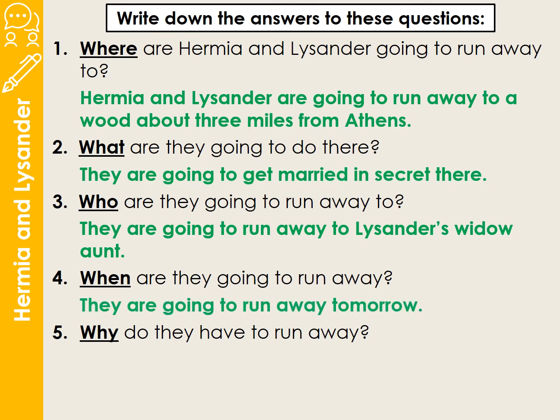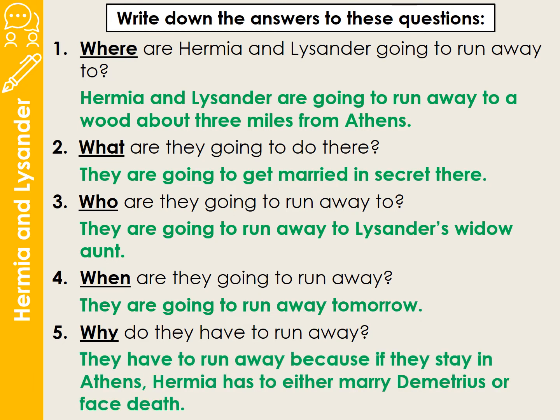They're going to run away tomorrow, so they're going to start getting their stuff together that evening to be ready to leave. And finally, they have to run away because if they stay, Hermia has to marry Demetrius or face death. They feel like this is their only outcome. This is the only way that they'll be able to actually be together, even if it means that Hermia will no longer be able to see her father.